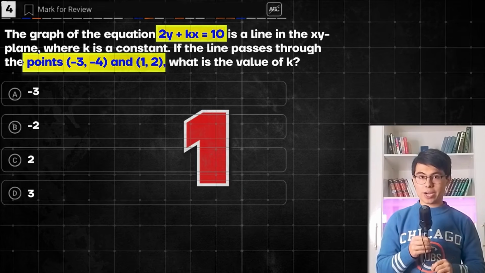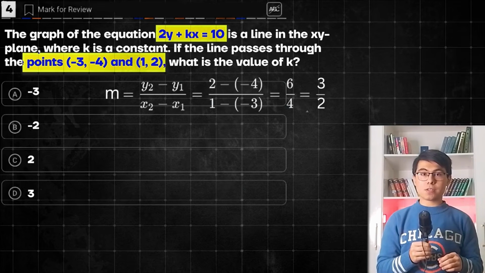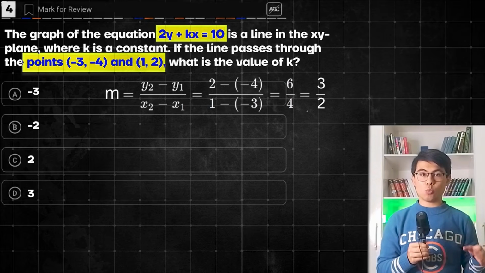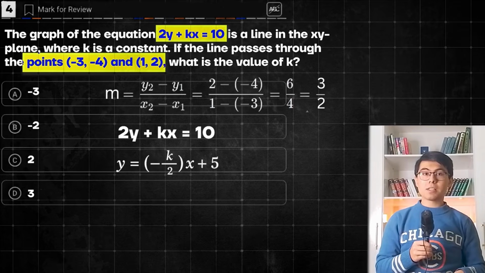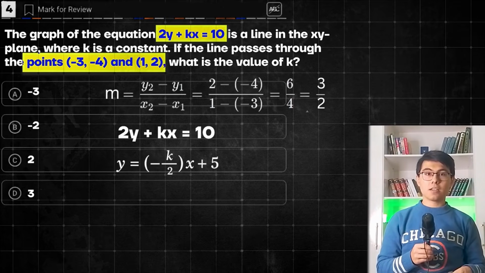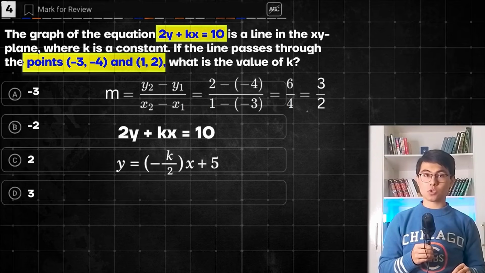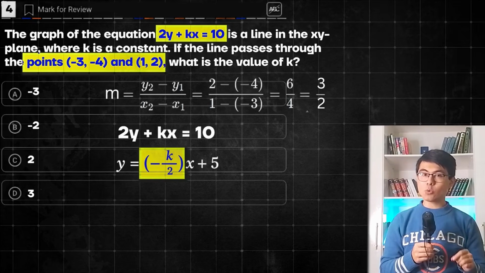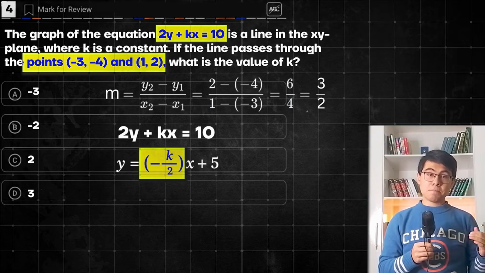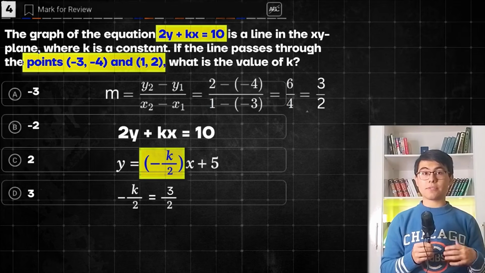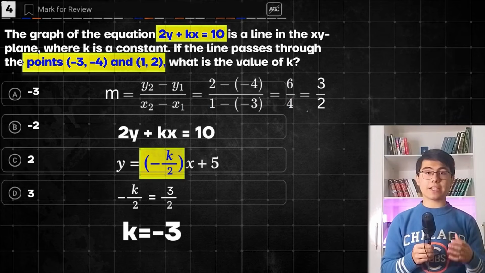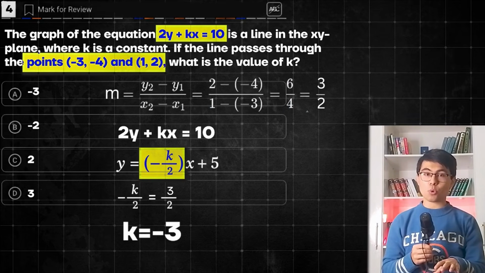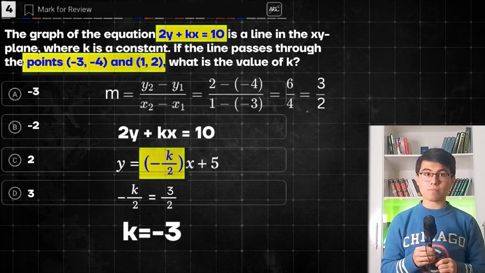3, 2, 1. First, calculate the slope from the points (-3, -4) and (1, 2). So now let's convert the equation to slope form. 2y plus 3kx equals 10. From here, y equals minus k over 2 x plus 5. So the slope here is negative k over 2. And that's where SAT logic happens. So let's set minus k over 2 equal to 3 over 2. And from here we get k equals negative 3. And there it is. The only value of k that makes this line pass through both points is k equals negative 3.